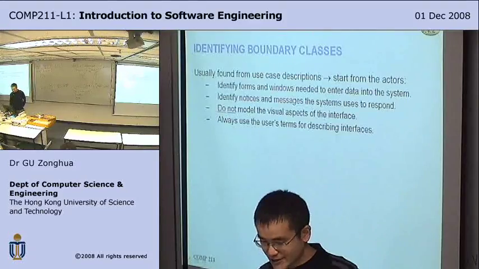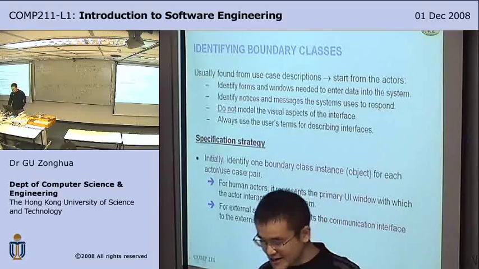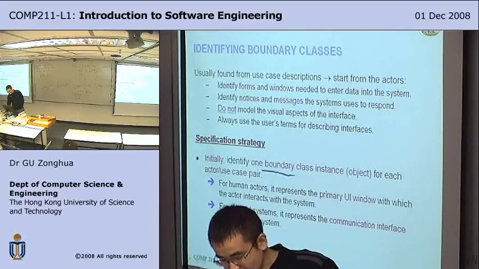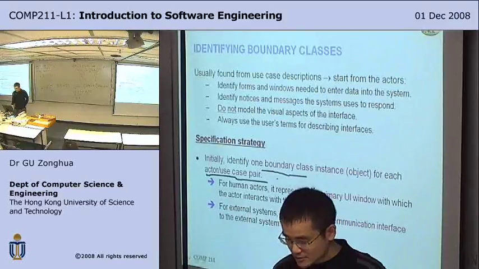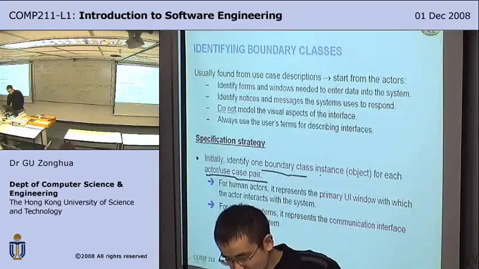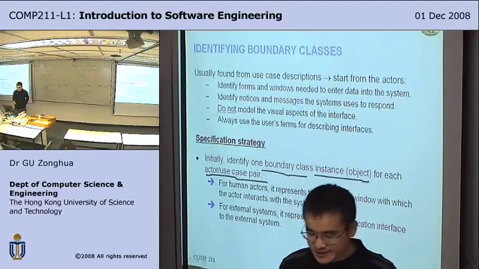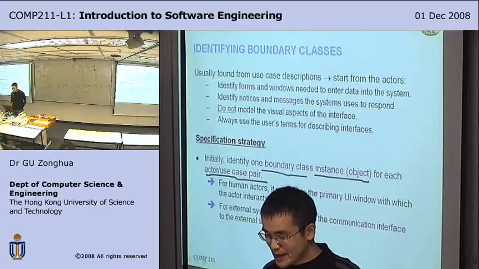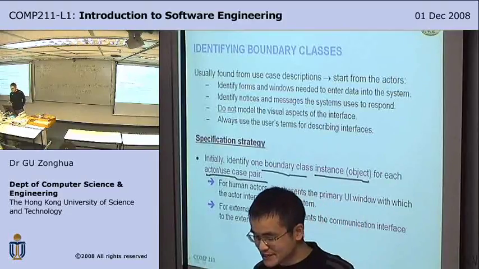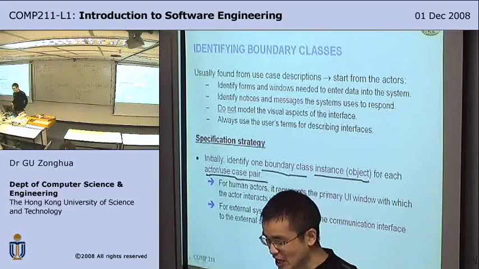You can identify boundary classes from use case descriptions. The strategy is to initially identify one boundary class for each actor-use case pair. Here we say instance object because at this point it's different from the domain model, where we're dealing with classifiers. Here we say boundary class, but we're more interested in the runtime behavior, so in the instance of the boundary class.